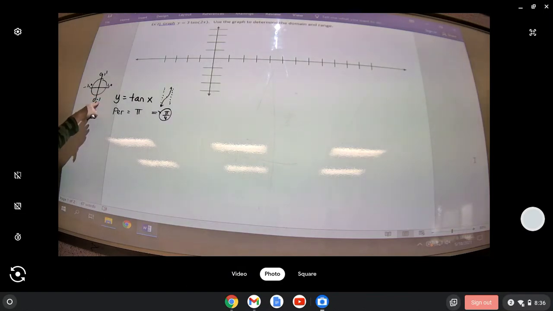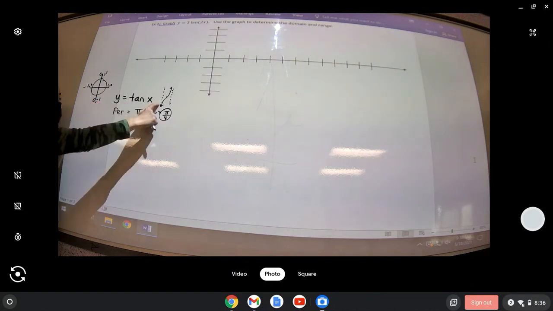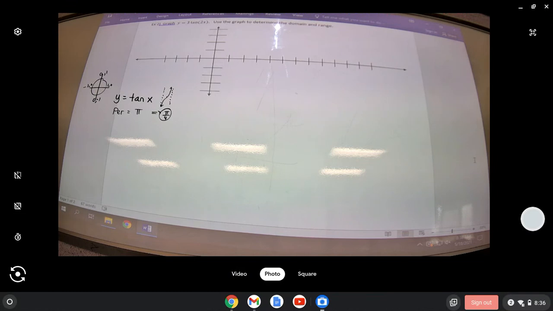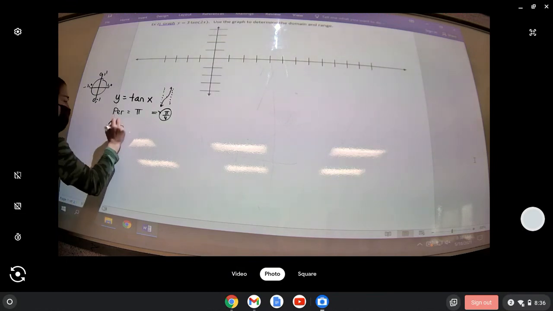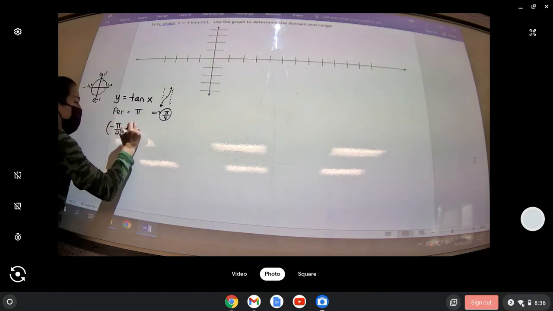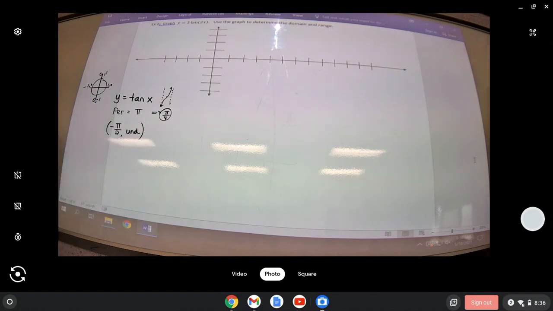At negative pi over 2, what was the tangent? -1 over 0, that's undefined. That was our first critical point. So our first critical point happened at negative pi over 2, undefined. That's where that asymptote was. Right, and then from there, we counted by pi's over 4, and we got the other critical points.